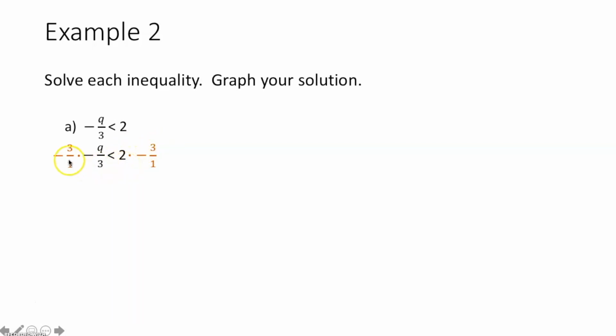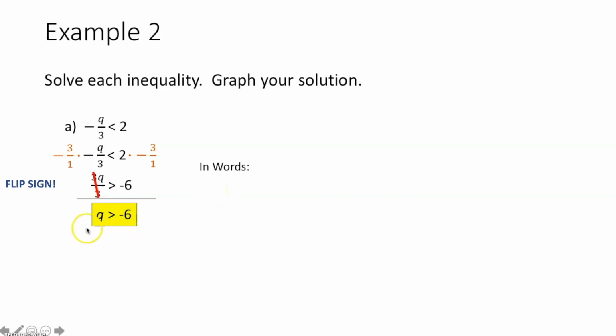And because I am multiplying both sides of an inequality by a negative number, anytime you multiply or divide by a negative number in an inequality, you must flip the sign. So we now have positive 3q over 3 is going to be greater than, we flip the sign, negative 6. Now what we can do is we can cancel those 3's out, and you get q is going to be greater than negative 6. Now all we have to do is graph it.